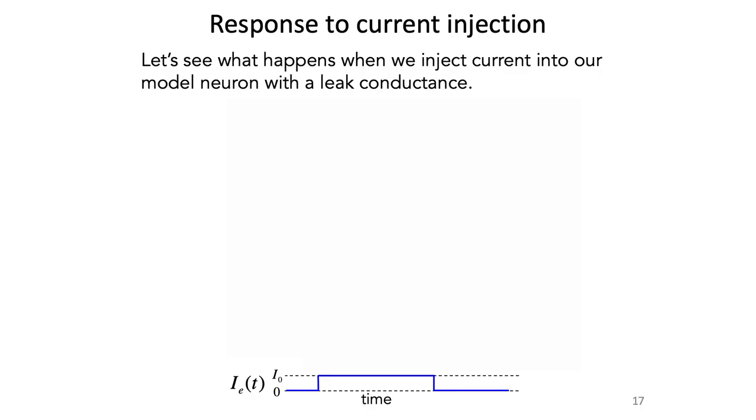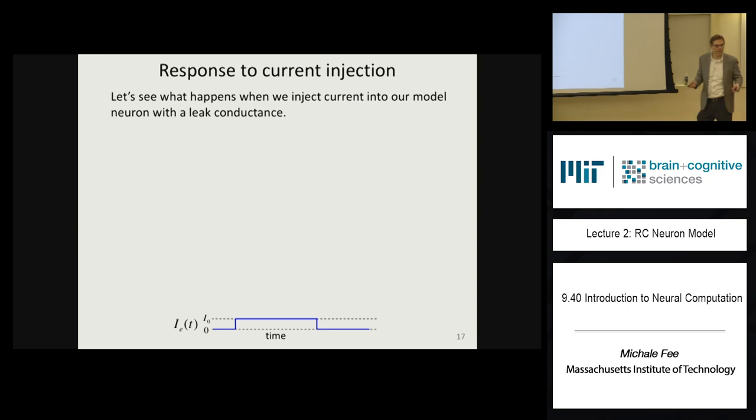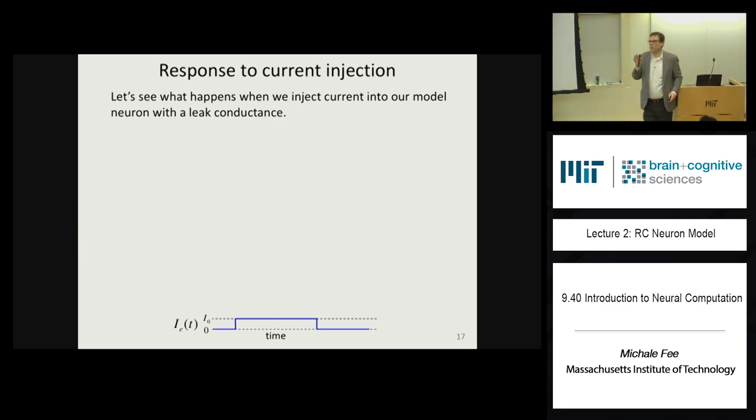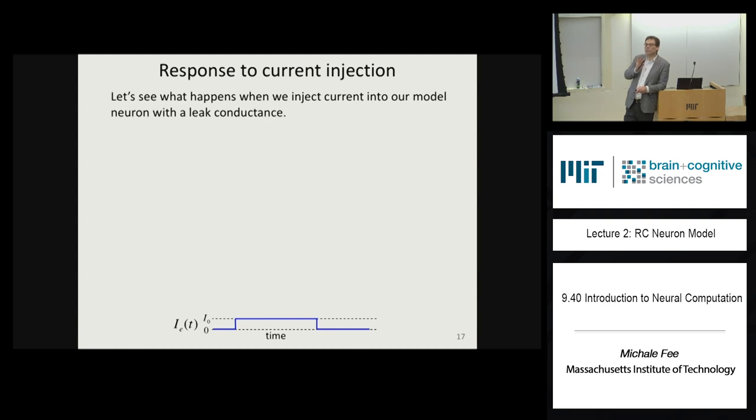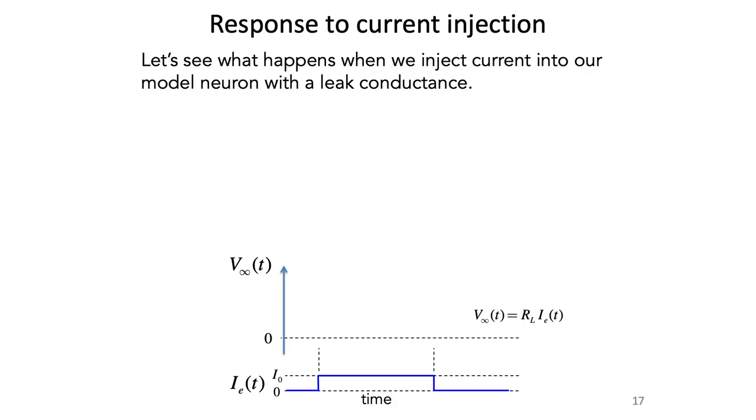We have our neuron. We have a current pulse. We have zero current. We turn the current on to I naught at this time. We hold the current constant, and we turn the current off at this time right here. So what does the voltage do? Let's go step by step. The first thing is that the current controls what in that equation? Current controls V infinity. So we can plot V infinity immediately, because V infinity is just the resistance times the injected current.